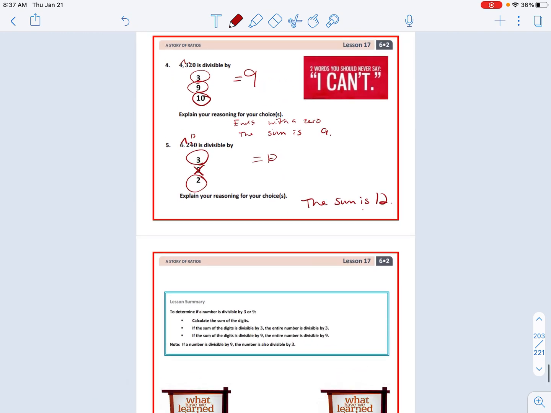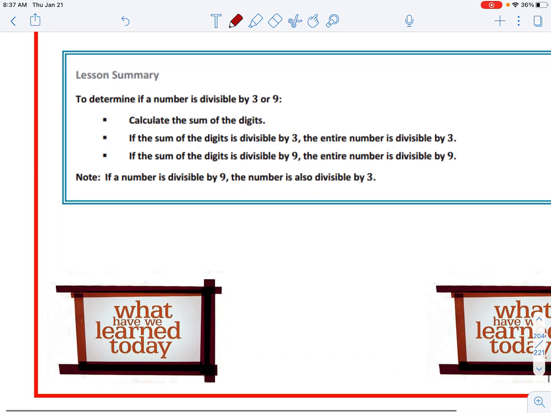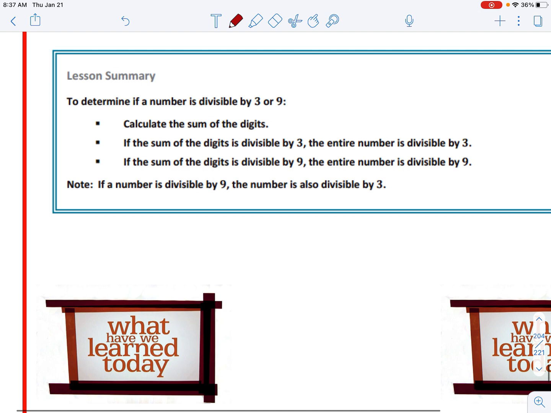Okay, awesome, guys. So here are the rules, okay, lesson summary. To determine if a number is divisible by 3 or 9, calculate the sum of the digits. If the sum of the digits is divisible by 3, the entire thing is divisible by 3. If the sum of the digits is divisible by 9, the entire number is divisible by 9. If a number is divisible by 9, the number is also divisible by 3. But if a number is divisible by 3, that does not necessarily mean that it will be divisible by 9. So keep that in mind, okay, guys?